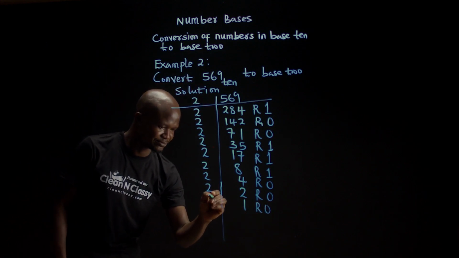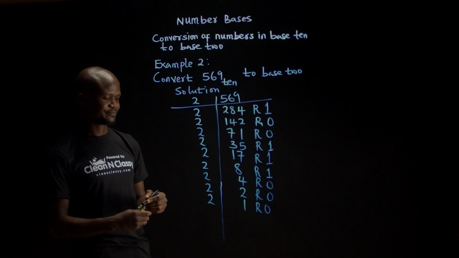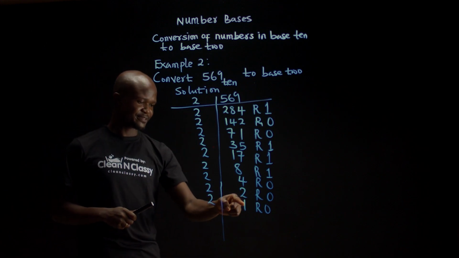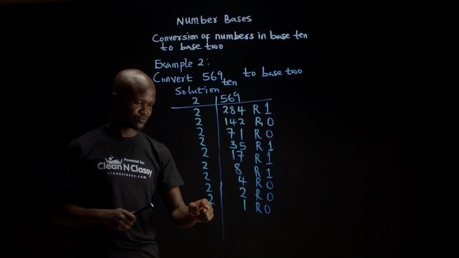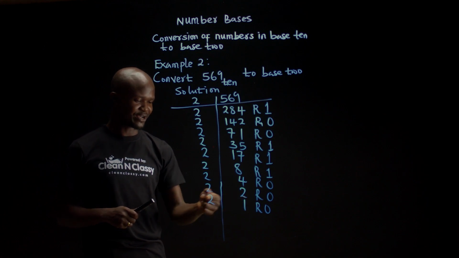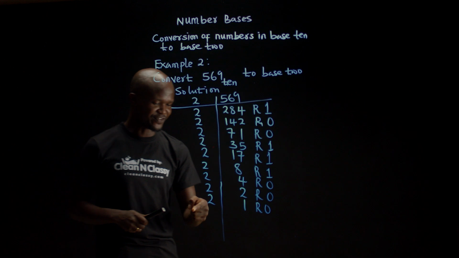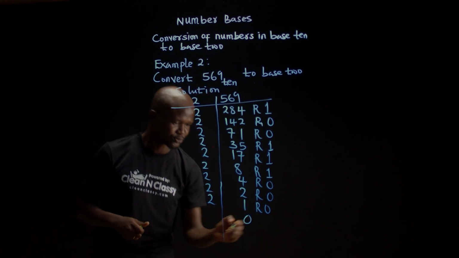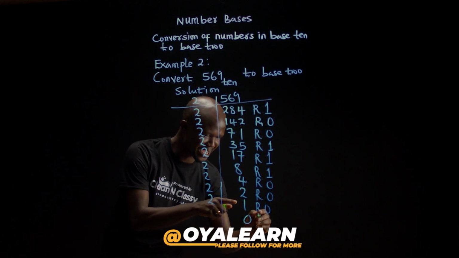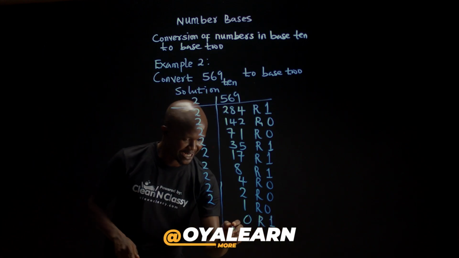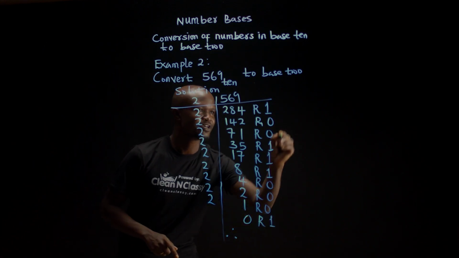Then we divide again. 2. You can see. At this stage you need to observe it very well. This is 1 here. We have 2. Now the number we have here now is less than what we are using to divide. 1 divided by 2, what would that be? 0. Remainder what? The number here. Remainder 1.